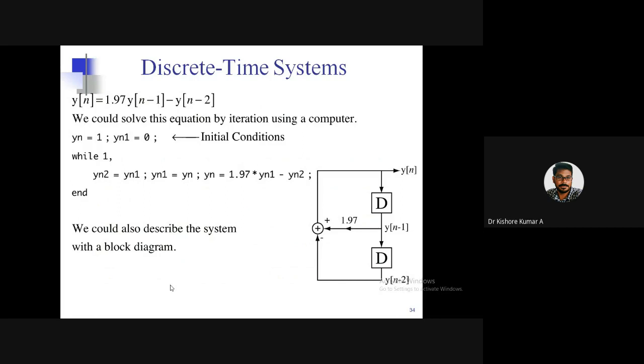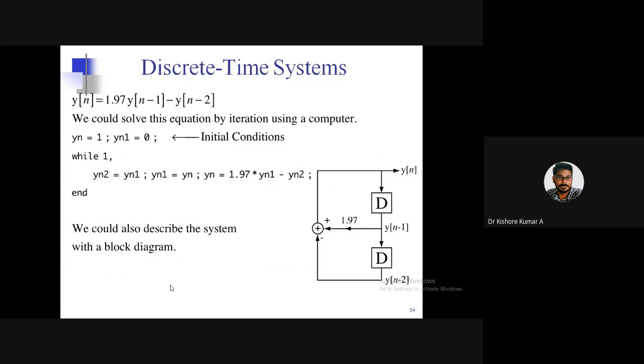And here the discrete time system is described by the block diagram. We can solve this equation by iteration with the help of the computer. The initial conditions: y of n is equal to 1, y of n minus 1 is equal to 0, while y of n minus 2 is equal to y of n minus 1, and similarly you can get y of n is equal to 1.97 into y of n minus 1 minus y of n minus 2. That is for block diagram representation.